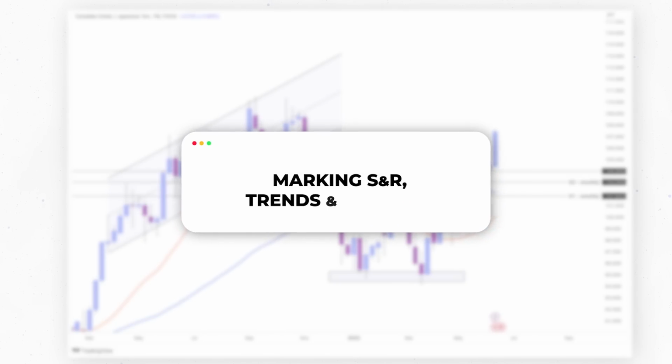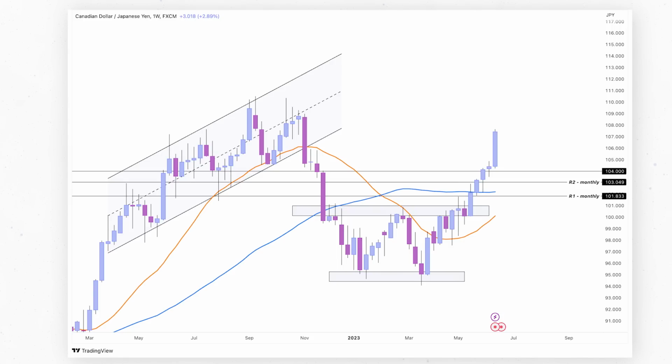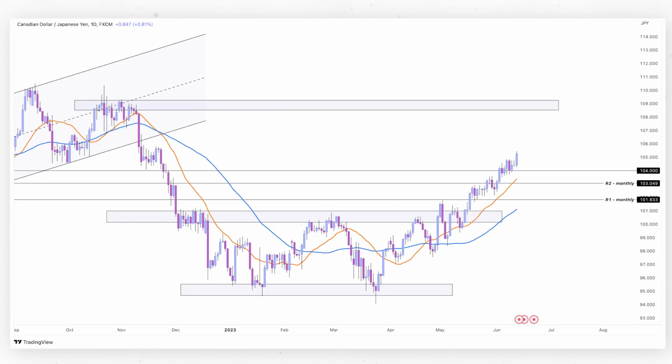Now it's time to get a clear picture of support and resistance zones. With the parabolic SAR still turned off, I marked these zones along with any noticeable trend lines or chart patterns. So on the weekly chart, the price has broken out from the double bottom neckline and is trending above both moving averages. Moving to the daily chart, a new high has been formed, and I marked this previous high zone over here since the price has been rejected before.